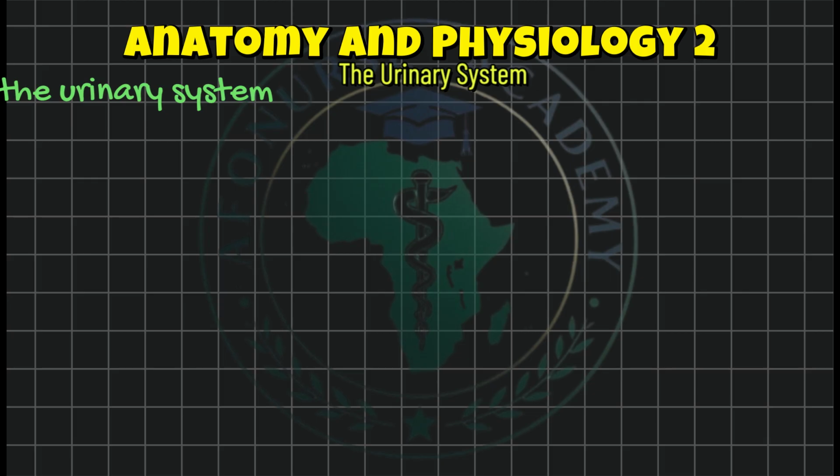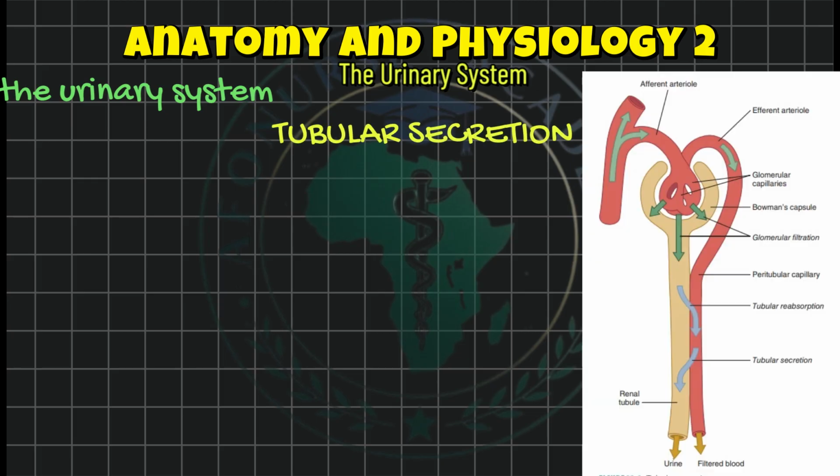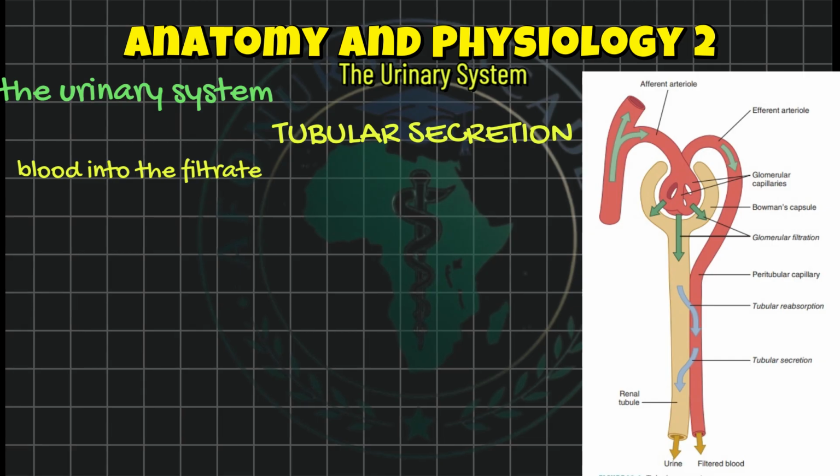The third process is tubular secretion, and this is where the tubules actively move substances from the blood into the filtrate. Why would we need this if we've already filtered the blood in the glomerulus? Well, some substances don't get fully filtered out, or the body produces them after filtration has occurred. Secretion provides an additional way to remove these substances.